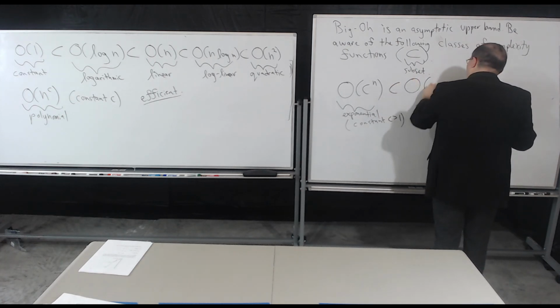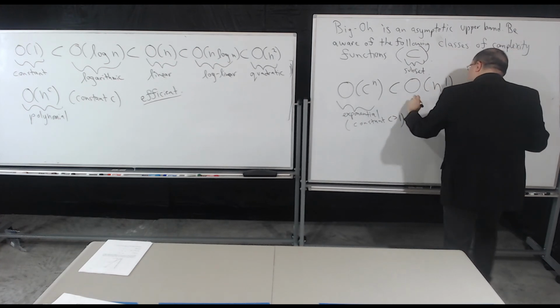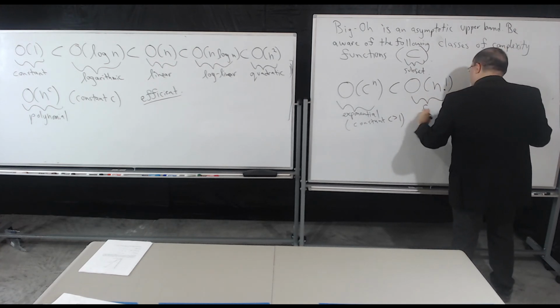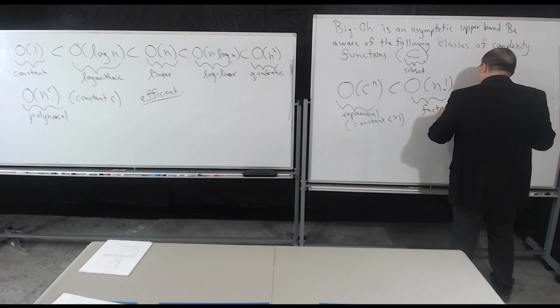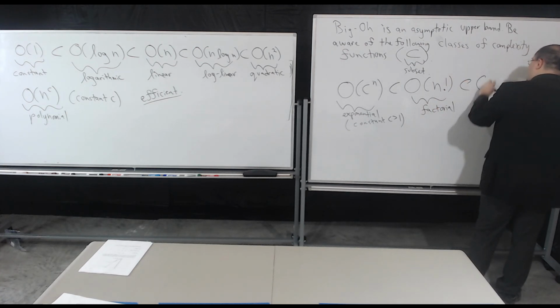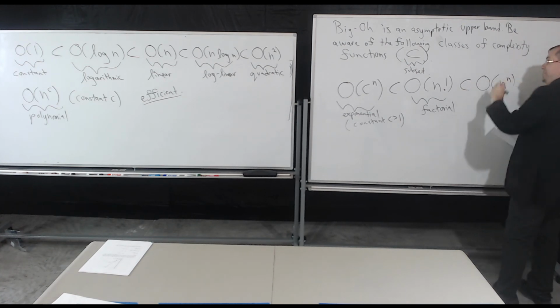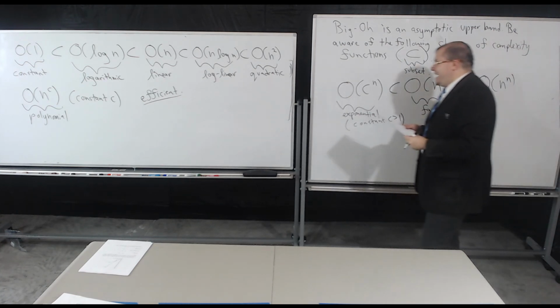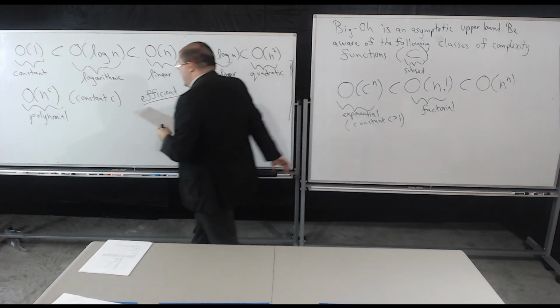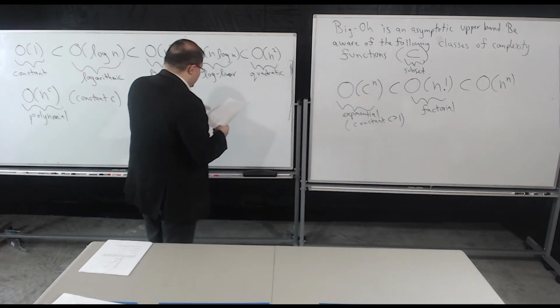Then we have big O of n factorial. So this is factorial. So we're really getting out there. And then lastly, we have big O of n to the n. So these ones, you really want to avoid if you can. Okay? I'm not even sure what the name of that is actually off the top of my head.